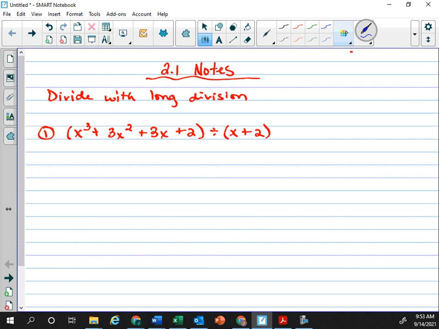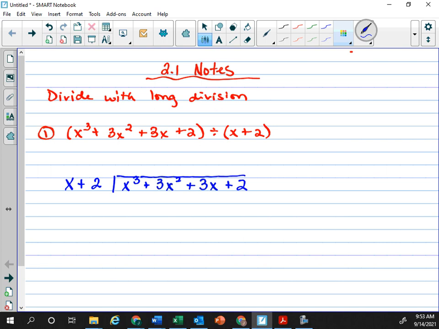Okay, so first the setup. Whatever you're dividing by, your divisor goes out front. So x plus 2 is going to go out front. And the x cubed plus 3x squared plus 3x plus 2 goes under there. Keeping yourself neat and organized while you're doing your work on long division is very helpful, so you don't screw up a sign or make little mistakes like that.